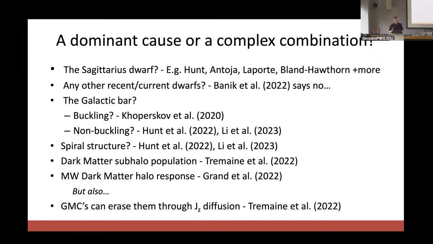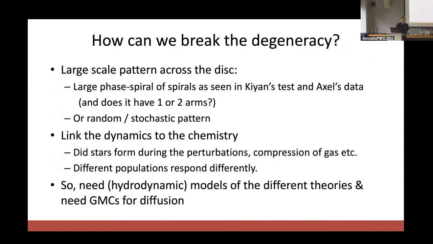However, if one of these things is very, very dominant, you will still get the single pattern from that one perturber. However, if they're all in the same order of magnitude, it might actually be really hard to tell them apart. We just don't know the answer yet. So the question becomes, how can we break the degeneracy?